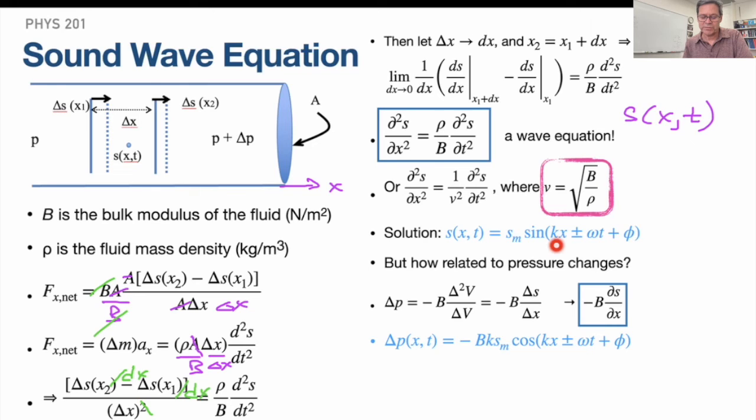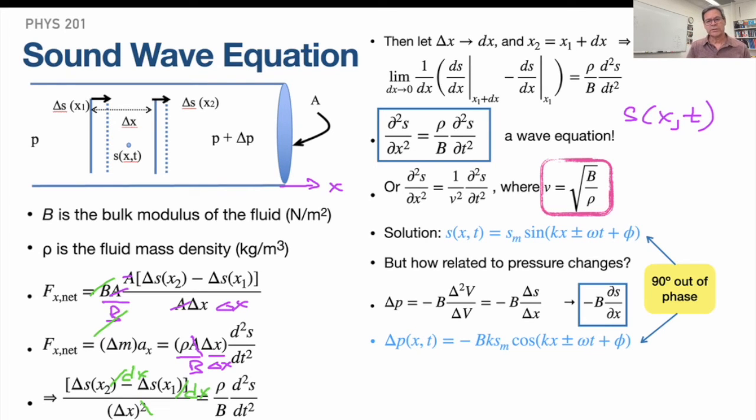If I apply the chain rule, I have to take the derivative of the argument to the sine function. So it's the derivative of sine, which became cosine, and the derivative of the expression kx plus or minus omega t plus phi with respect to X is just k. So I'm going to pull out this extra k here from the chain rule. And so that's what I get for the pressure change. I now have a formula for the pressure change.